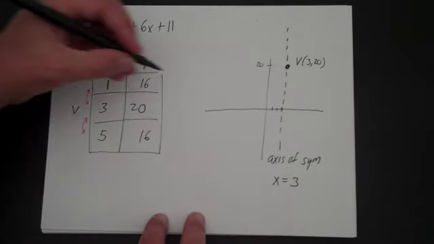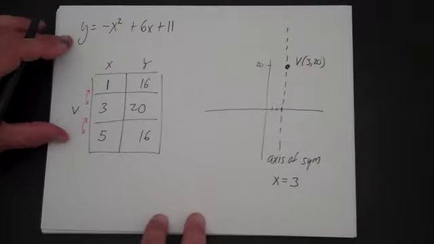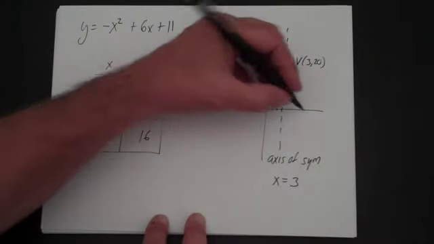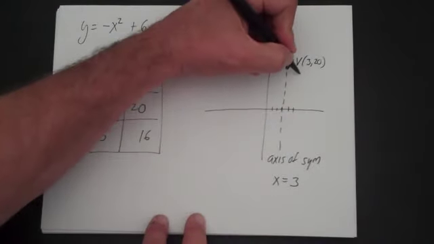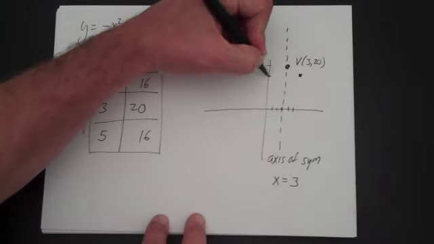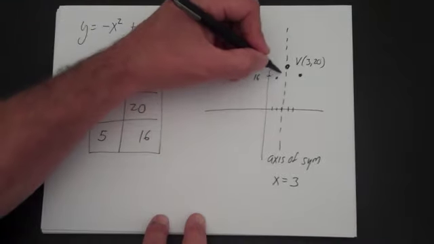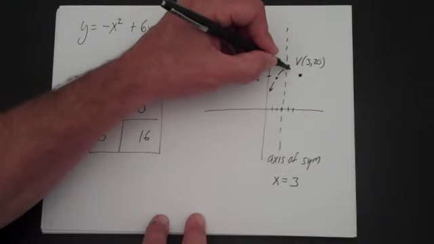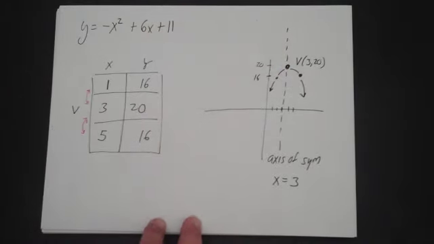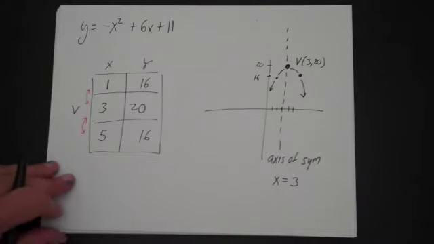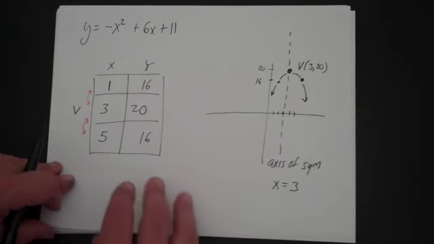Graph it. I would generally use graph paper, but here I just want to sketch out what I'm doing. 5, 16 is going to be roughly there. And then 1, 16 is going to be roughly there, and you get something that looks like this. And that's how you graph quadratics in standard form.